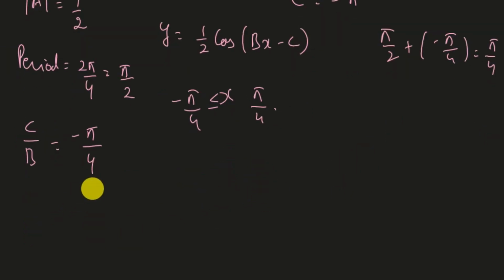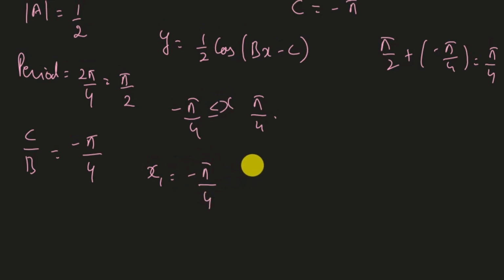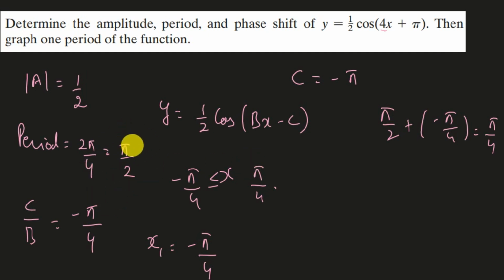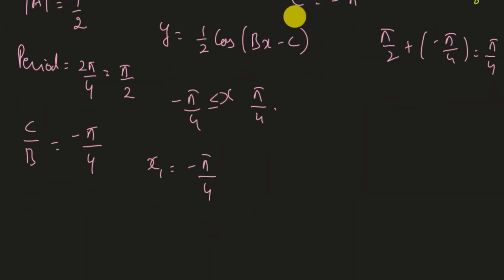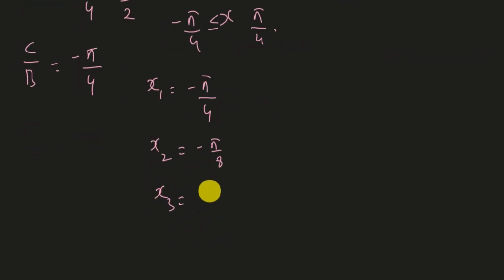Okay, now 5 key points we have to write. First key point is just the starting point, x1. Here x1 is minus pi by 4. Now how to find the other 4 key points? The procedure was, divide the period by 4. So pi by 2 divided by 4 is pi by 8. Now start adding this number to x1. So if I add pi by 8 to it, what do you get? Minus pi by 8. Then x3 would be 0, x4 would be pi by 8, and x5 would be pi by 4. These are the key points.